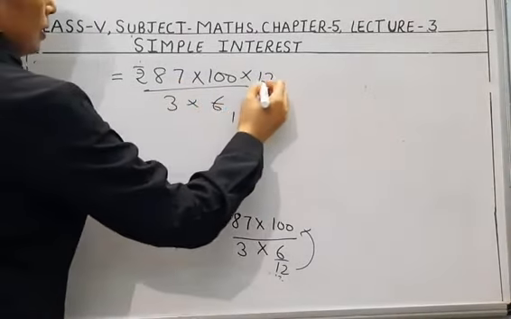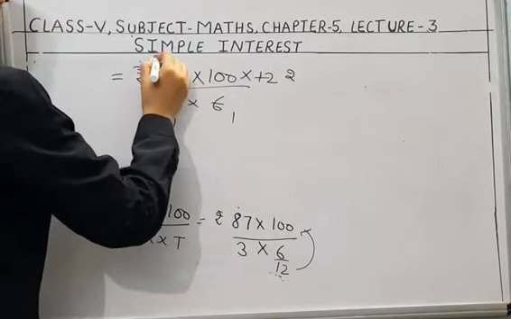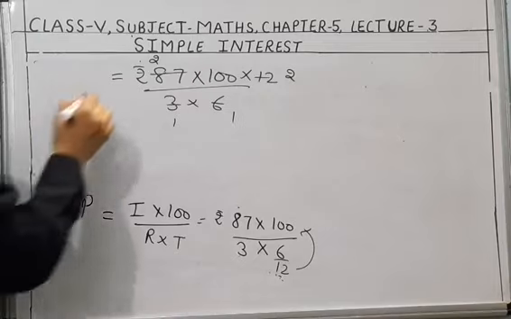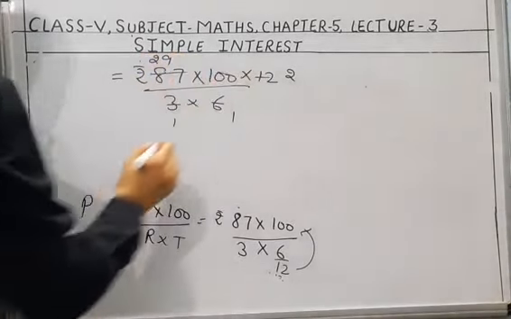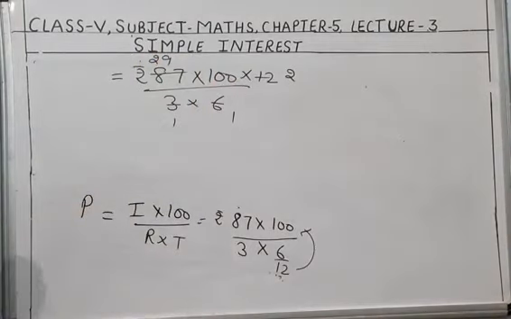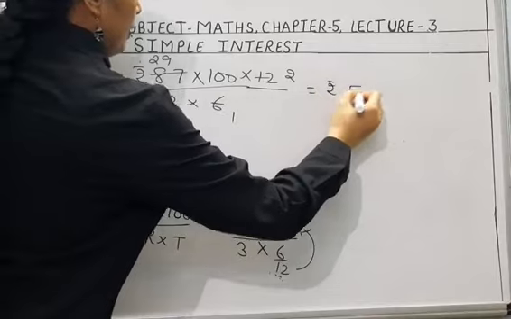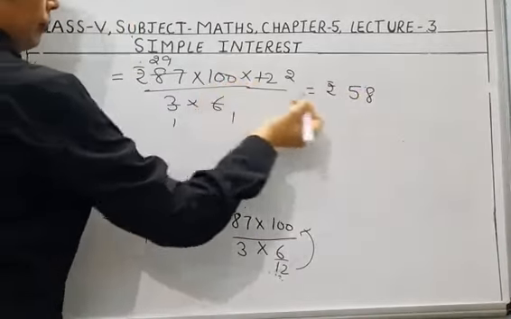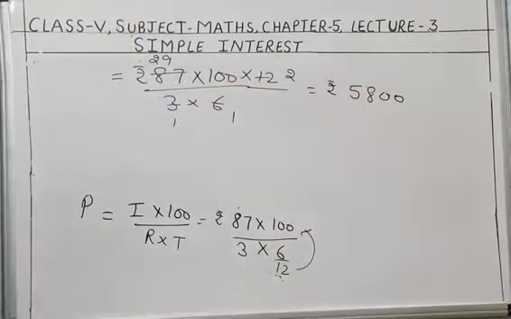Now 6 1s are 6, 6 2s are 12, 3 1s are 3, 3 2s are 6, 3 9s are 27. Now we have 29 2s are 58 multiply by 100. 58 multiply 100, 5,800. This is our principal. Got it?